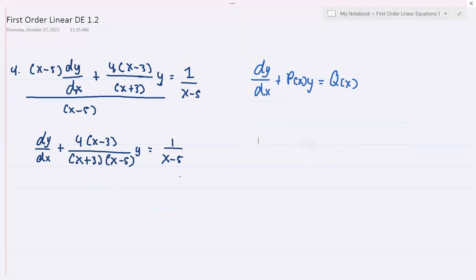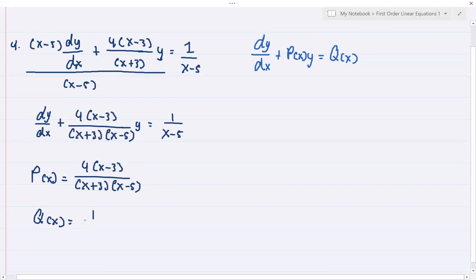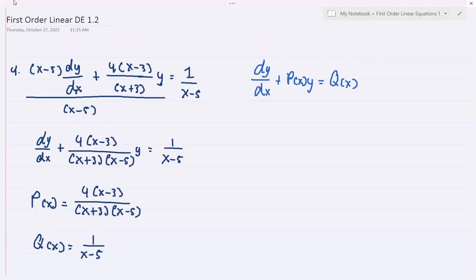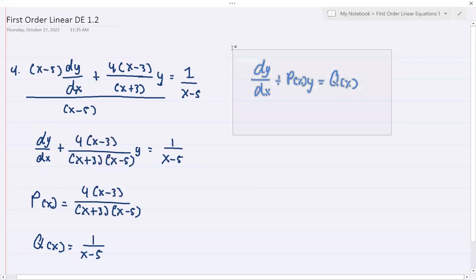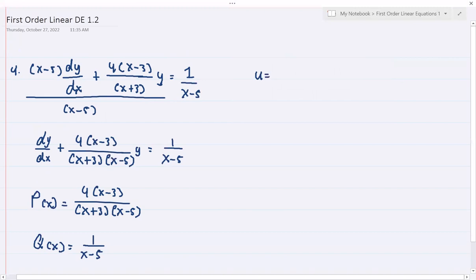Now, what we can do now is label which one is p of x and q of x. So your p of x is basically this one. And your q of x is 1 all over x minus 5. So now that you have determined your p of x and q of x, we can now use your u to find your integrating factor. So the integrating factor here is u is equal to e raised to the integral of p of x.